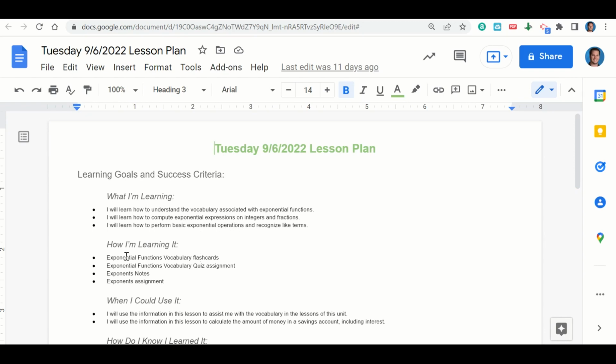How are we learning it? Through the exponential functions vocabulary flashcards, the exponential functions vocabulary quiz assignment, the Exponents Notes, and the Exponents assignment.